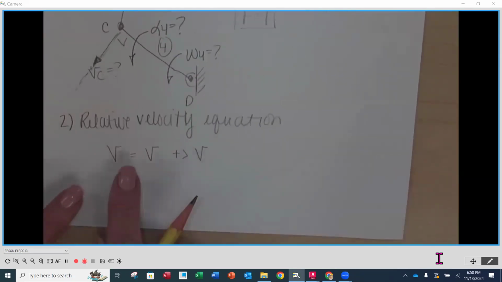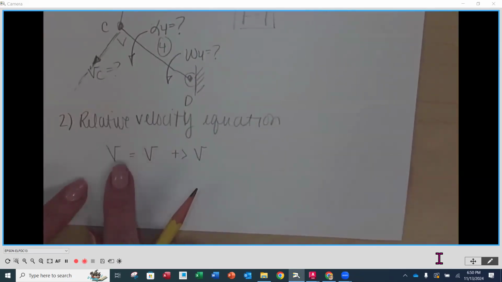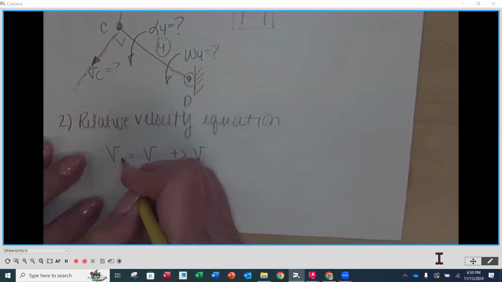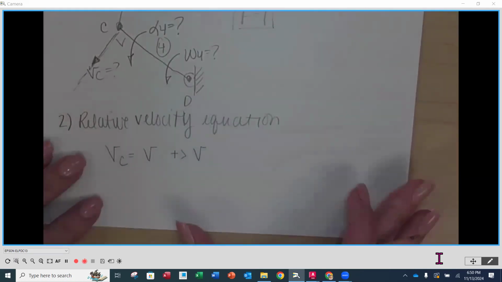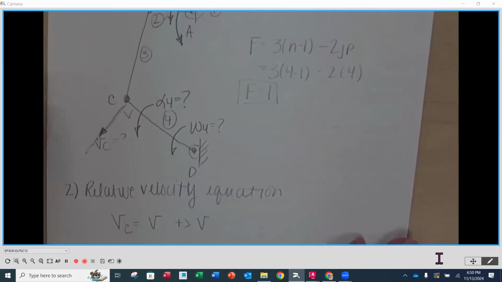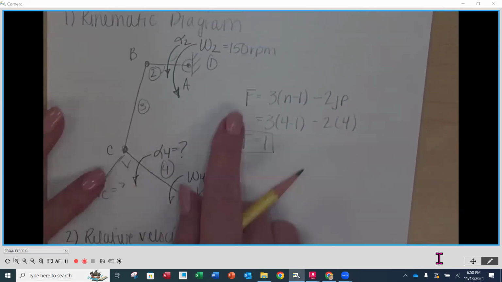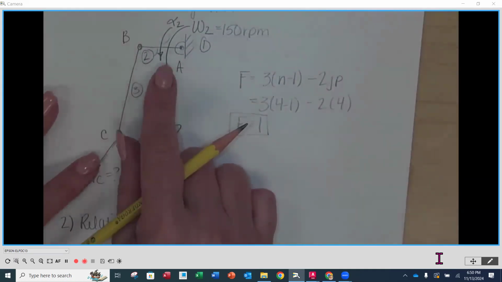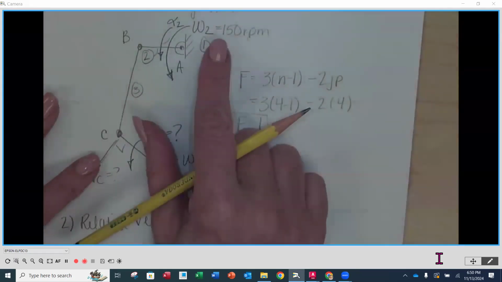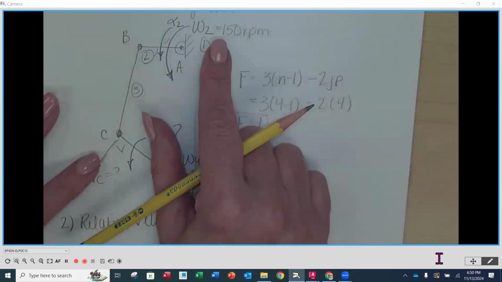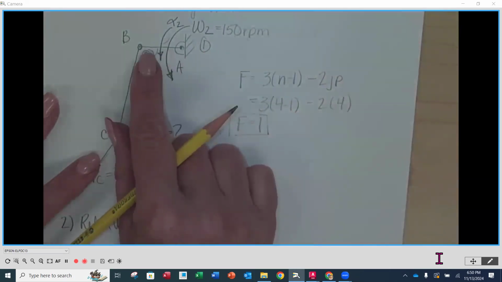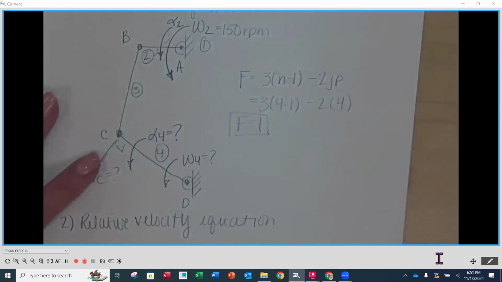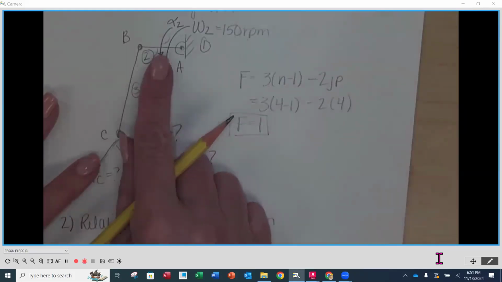So down here in our relative velocity equation, our unknown variable is first. So this is going to be the velocity of C. Now the velocity of C is dependent on our driver up here, okay? And our driver up here, the crank that's attached to the motor, we know is going at an angular velocity of 150. And we know that this length is 3 inches long. Okay, so we know the distance of that.